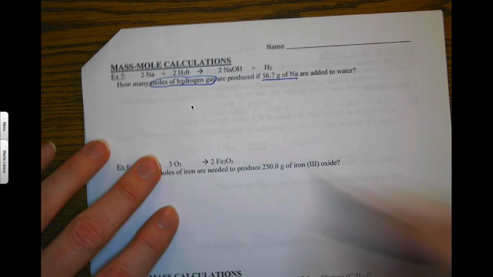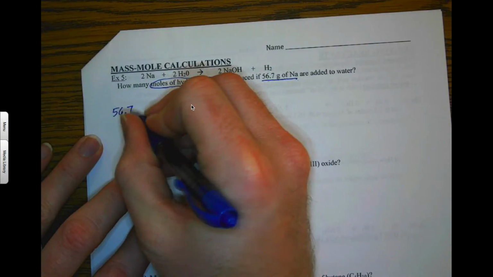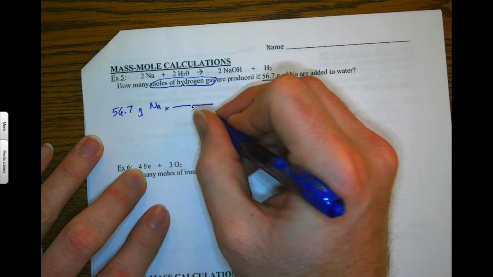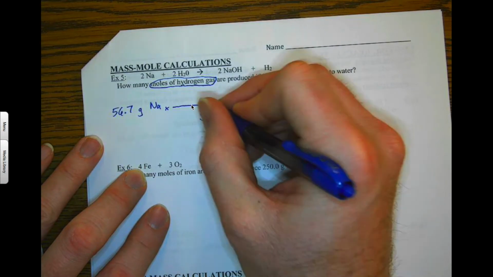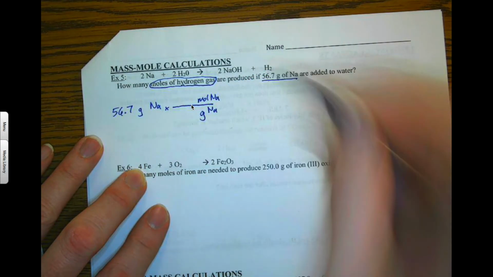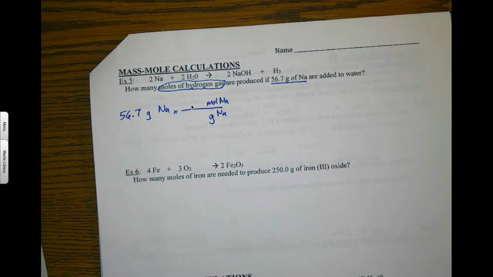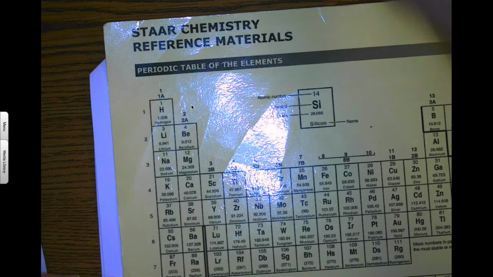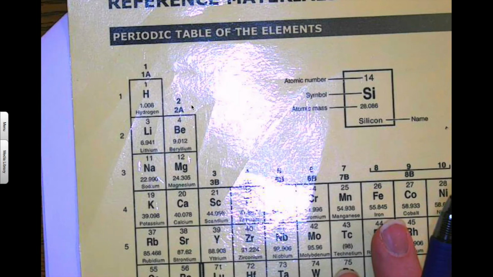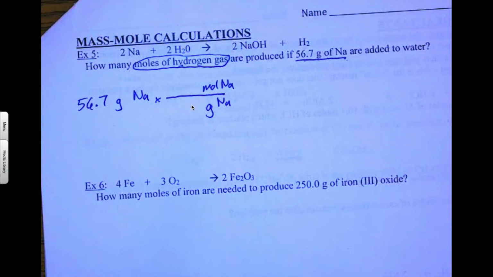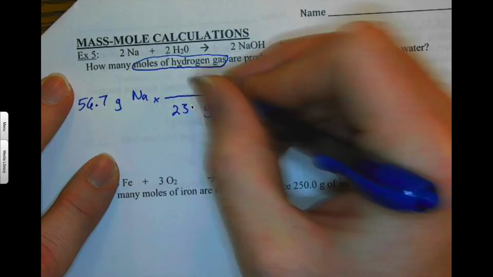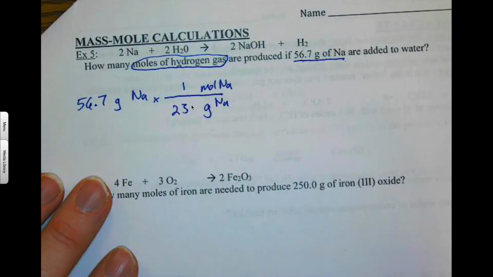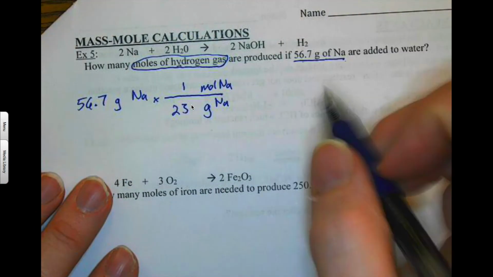Okay? So I'm going to take 56.7 grams of sodium and then convert grams of sodium into moles of sodium, because grams are not useful in chemistry, only moles are. And so I look at sodium on that periodic table, and sodium is 23 grams per mole. We're rounding, by the way, that's fine. 23 grams per mole. And so now if we stop there, it would tell us how many moles of sodium.